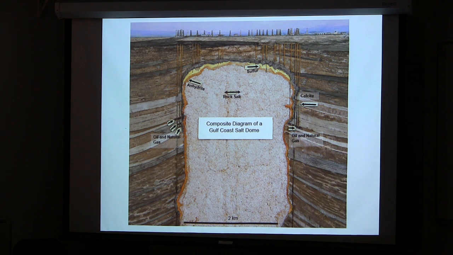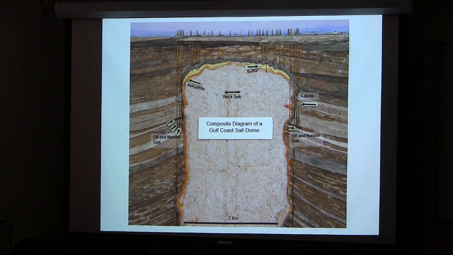Some of these domes are going to be really close to reaching the ground surface, like we see here in this picture, while others do remain buried at depths of around 5,000 meters. And as you can see from this 2-kilometer scale bar at the bottom, these things are very, very massive. And in this diagram, I also just want to point out how this diapirism affects the overlying sediments.